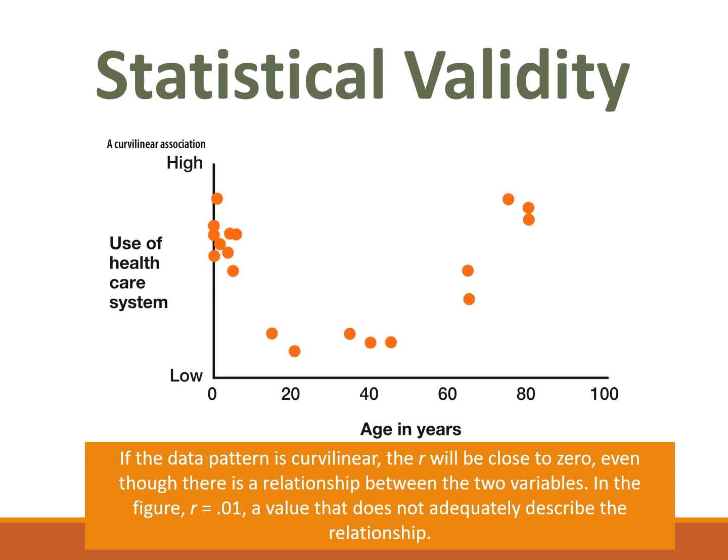And finally, we have curvilinear data. If the pattern of data is curvilinear, the R will be close to 0. If I tried to draw a line of best fit, it would be a relatively flat line, even though there is a strong relationship between these variables. So in this case, the R is 0.01, a value that does not adequately describe the relationship. In this case, we need a more advanced statistical technique to look for this relationship. And there are a fair amount of these relationships where basically you find a positive relationship at the top end of a scale and a negative relationship at the bottom end of the scale.